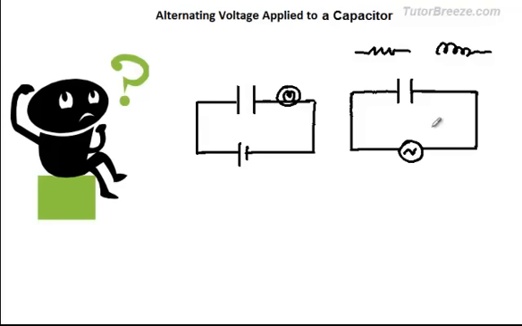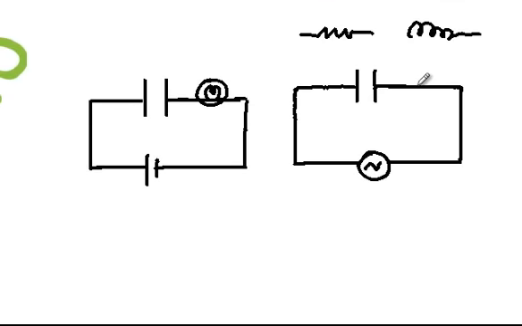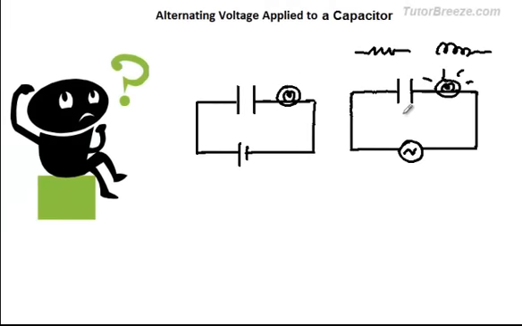Now, if I look at this AC source which is connected to the capacitor, I find that a current is flowing through it. So say I put a little lamp over here in the circuit, this lamp glows, which means current is flowing in this. Now, how is it that current is flowing in this case, but it is not flowing in the case where a DC source is connected?